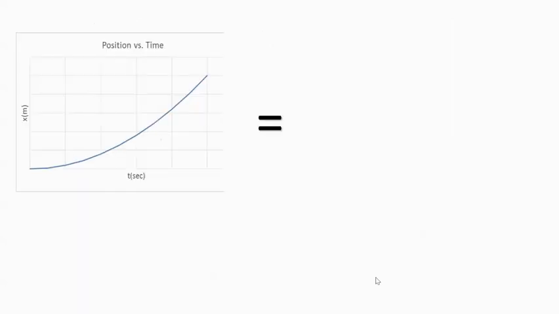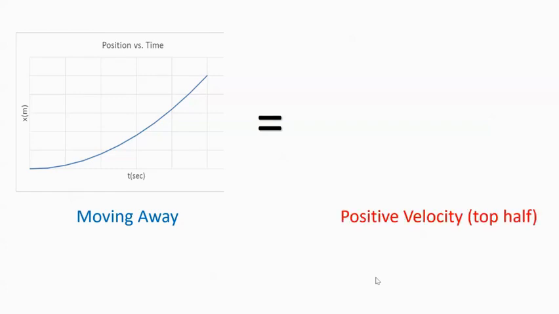Okay, so let's practice. We're going to look at a position graph, look at a few things about it, and tell what the velocity graph looks like. You'll notice that this position graph must be moving away, because it gets away from zero as it goes from left to right. So it's an object that's moving away, which means the velocity will be in the top half of the graph, because it's a positive velocity.